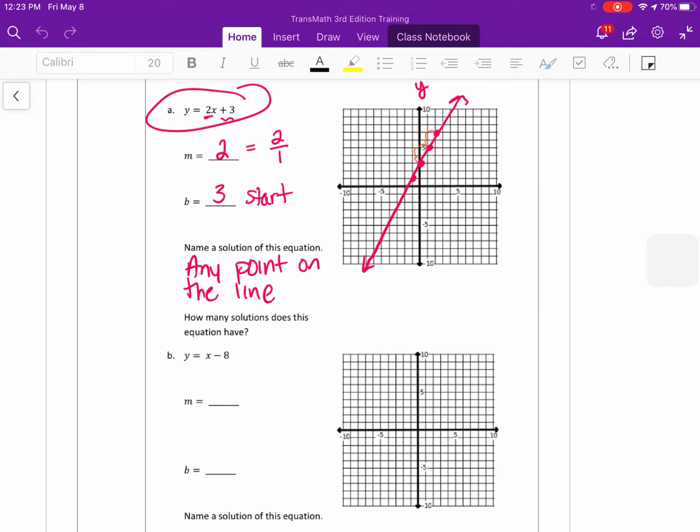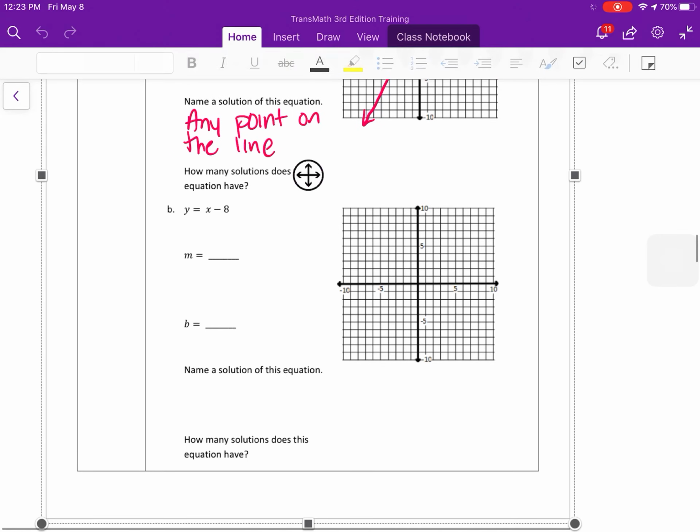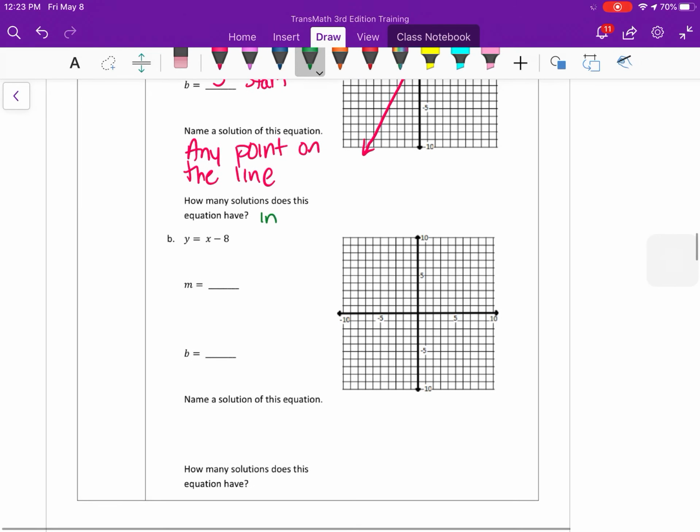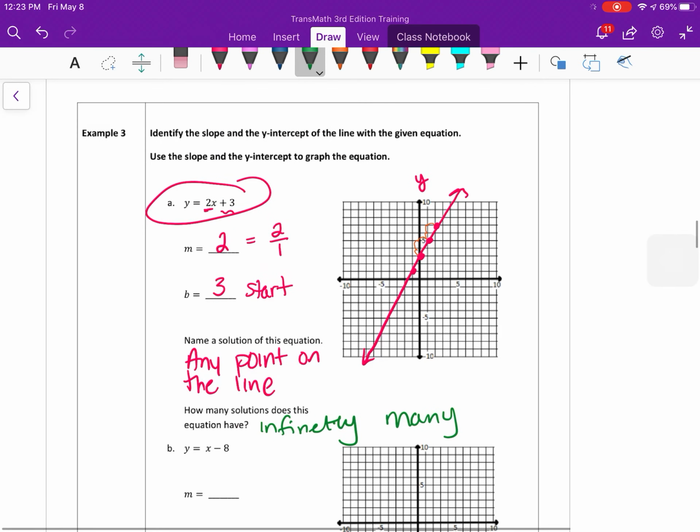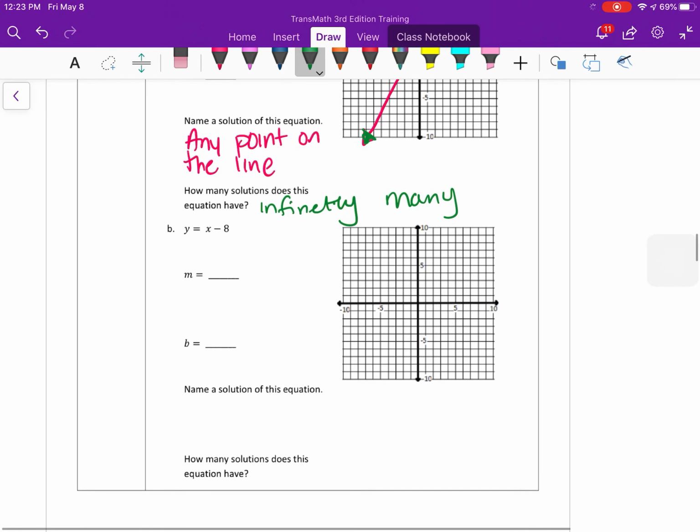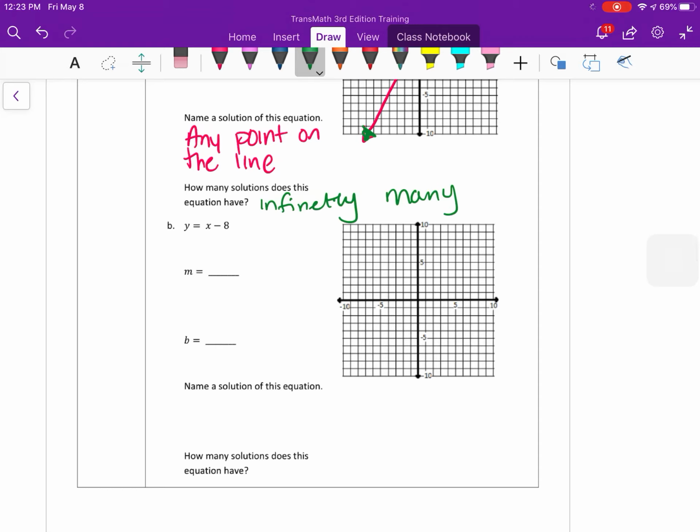How many solutions does it have? It has infinitely many solutions, because you could continue and the line goes on forever, and you could continue graphing points. Goes on forever.